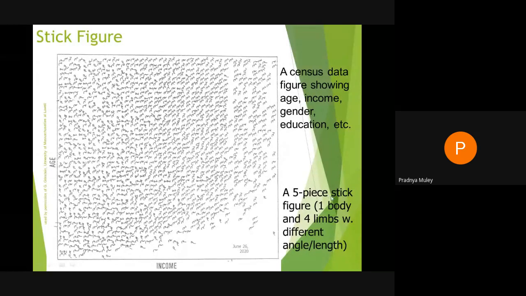A 5-piece stick figure, one body and 4 limbs. For example, consider this. This is one body and 4 limbs: 1, 2, 3 and 4. So these are the 4 limbs with different angle and length. So these are called stick figures.